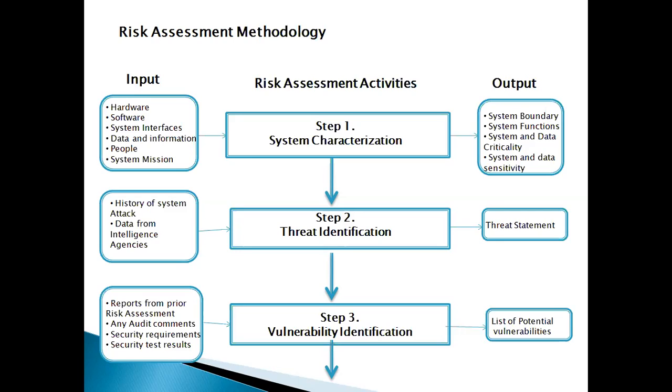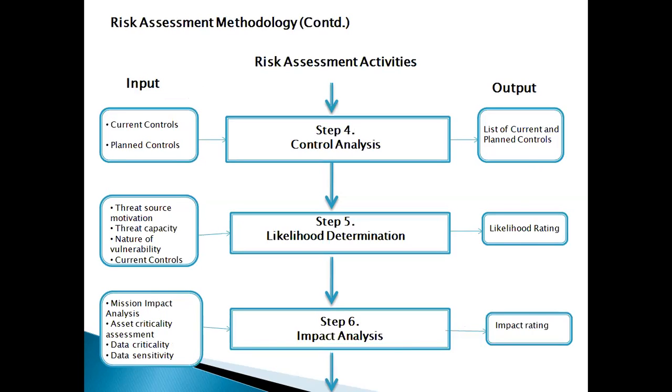Next is system security testing for vulnerabilities. Proactive methods employing system testing can be used to identify system vulnerabilities efficiently. Test methods include automated vulnerability scanning tools, which we already discussed, security test and evaluation, and penetration testing. And the output from step 3 is a list of the system vulnerabilities that could be exercised by the potential threat sources.